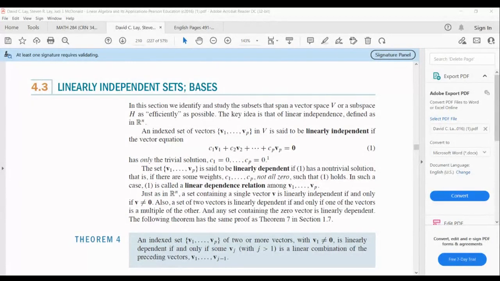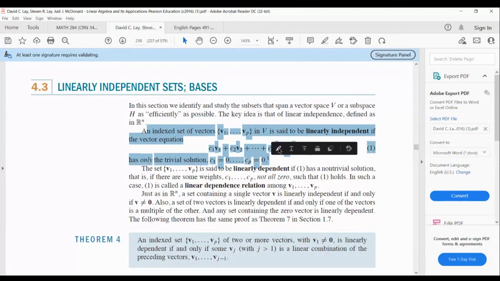Okay, we are in section 4.3. 4.3 talks about linearly independent sets or bases. Okay, so this is a very important section, of course. And you learned about linear independence back in section 1.7. So let's review what is linear independence.